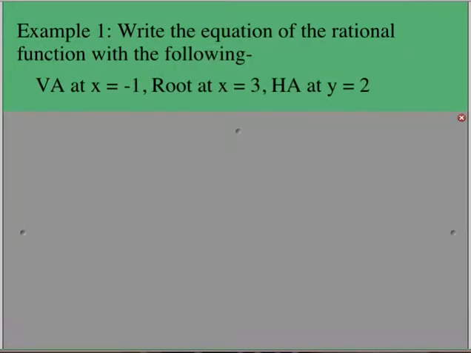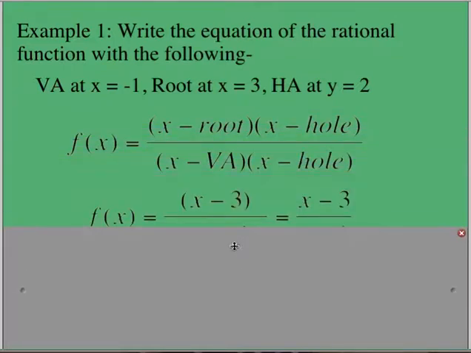The first example, it says write the equation of the rational function with the following. It has a vertical asymptote at x equals -1, a root at x equals 3, and a horizontal asymptote at y equals 2. So using that pattern, if I have a vertical asymptote, that means I'm going to have it on the bottom. So I'm going to have x minus a -1, which turns into x plus 1. And then I have a root at x equals 3, so x minus 3 on top. Here is my rational function. I don't have a hole in this graph because I didn't give you one, so don't assume anything.